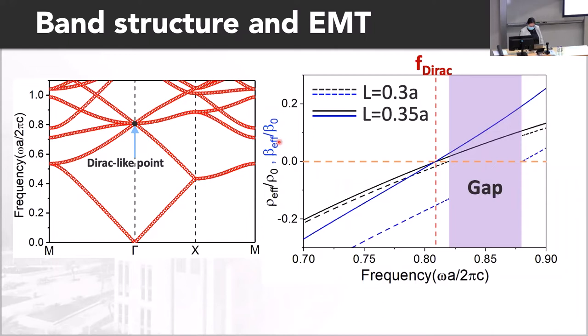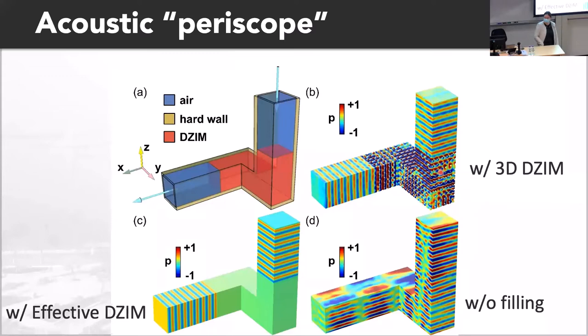So both beta and rho go across zero, okay? So this is actually a zero index material, okay? So then from this zero index material, we demonstrate an acoustic periscope.